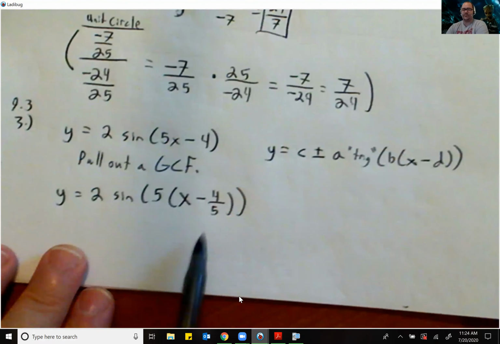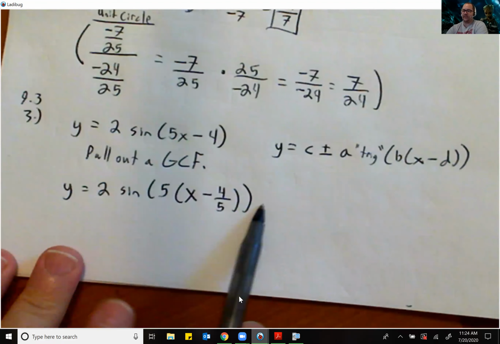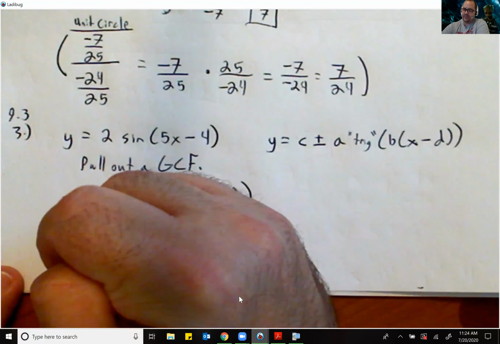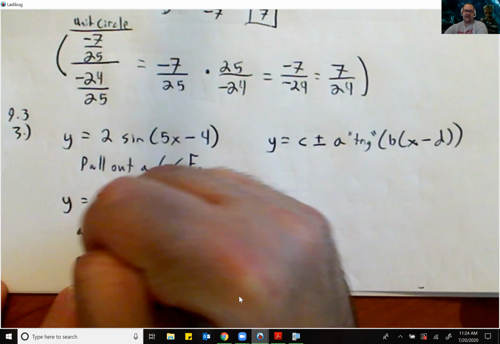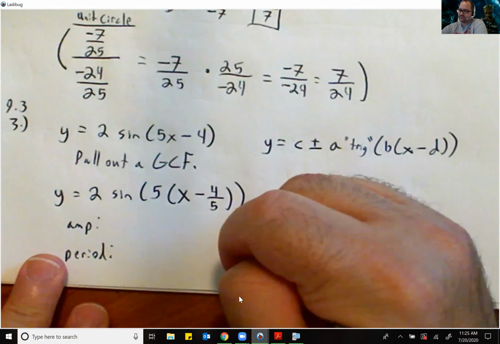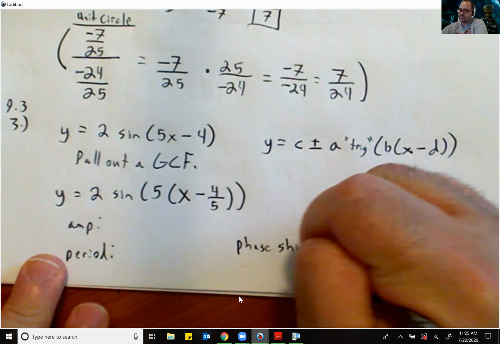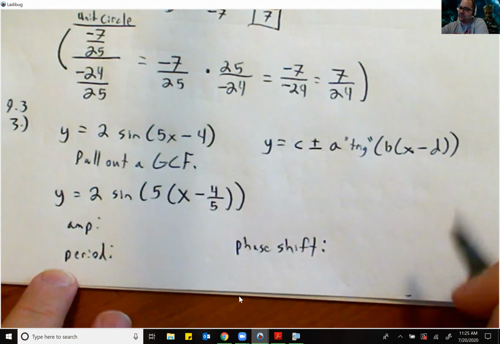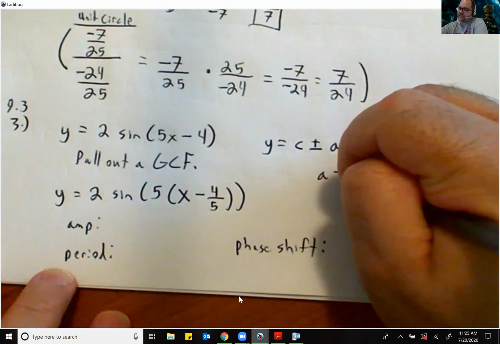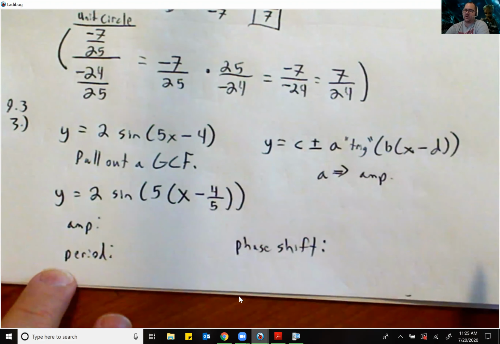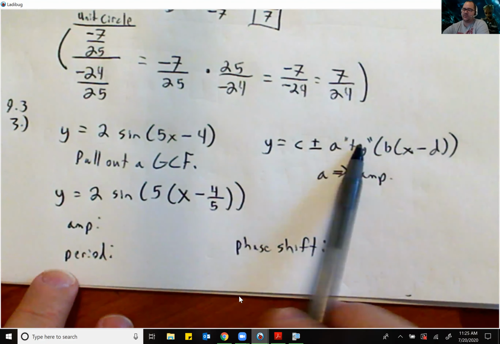Now that we have this in the proper order and it looks like what we're dealing with up here, we can start answering the question. The amplitude, we can find the period, and we can find the phase shift. So remember that A is all about the amplitude. So what is our amplitude of this? What's our A? A is in front of the trig. So our amplitude is 2.